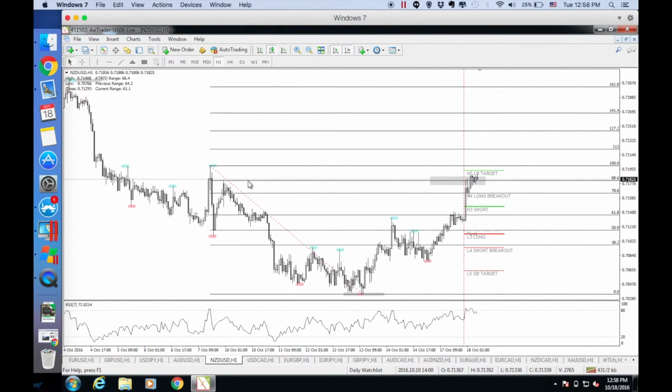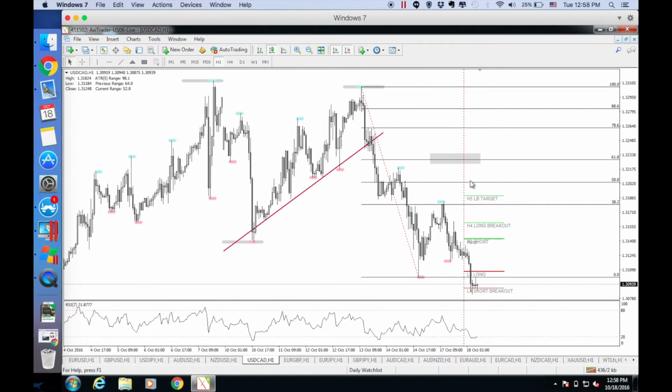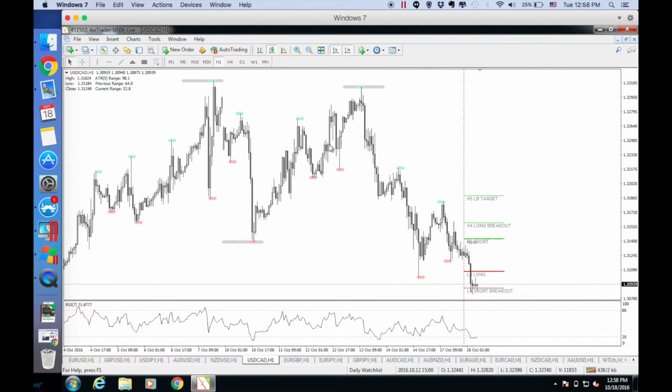Alright, so for Kiwi, other than this one that we identified yesterday, which personally I won't be taking, there is nothing much on the Kiwi Dollar. Dollar Canadian: yesterday we eyed this, but price never really touched. As of now, nothing much. Let me just clear everything. Nothing much on this pair, so just keep an eye on it.